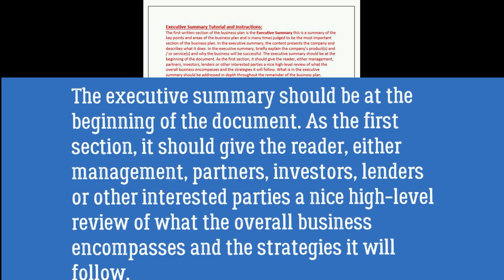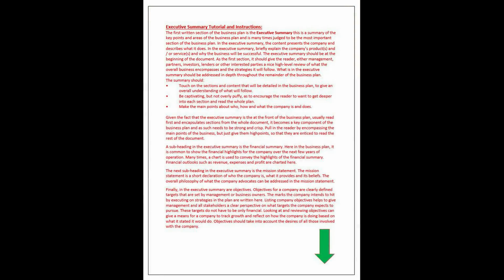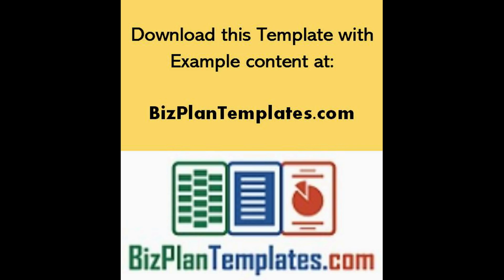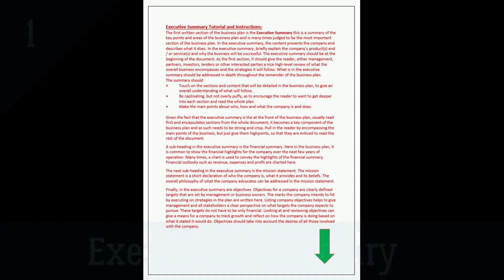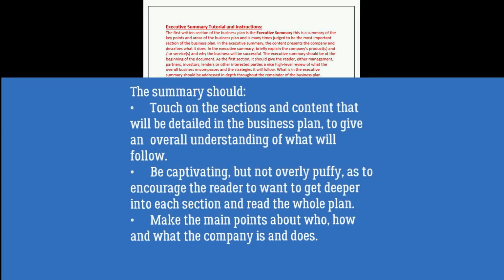The Executive Summary should be at the beginning of the document. As the first section, it should give the reader, either management, partners, investors, lenders, or other interested parties, a nice high-level review of what the overall business encompasses and the strategies it will follow. What is in the Executive Summary should be addressed in depth throughout the remainder of the business plan. The summary should touch on the sections and content that will be detailed in the business plan to give an overall understanding of what will follow.